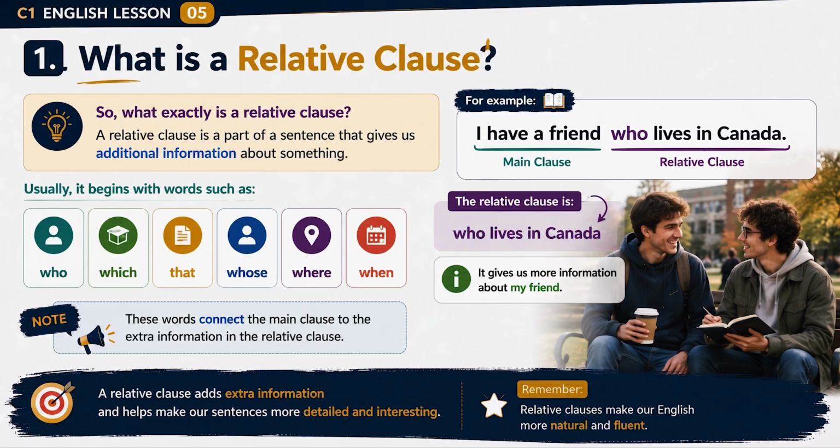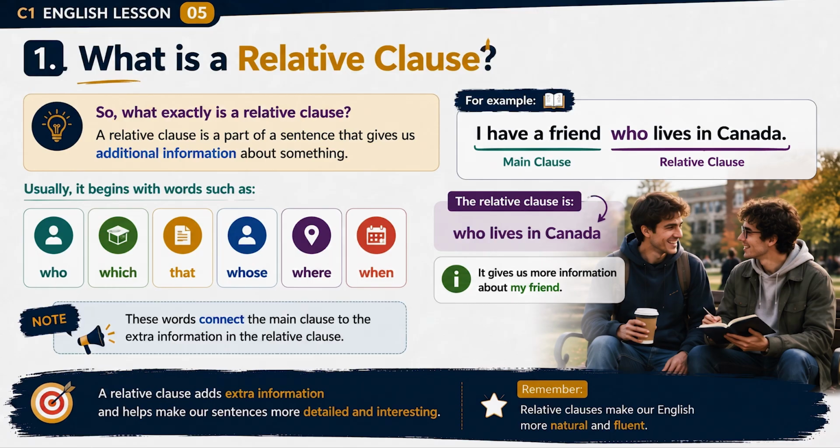I have a friend. This is a complete sentence. You don't need to add any more information to it. It's complete. Now I want to give you more information. You don't need to, but if you want to add more information, you can use a relative clause. Who lives in Canada? My friend lives in Canada. So, who lives in Canada is additional information which is called a relative clause.